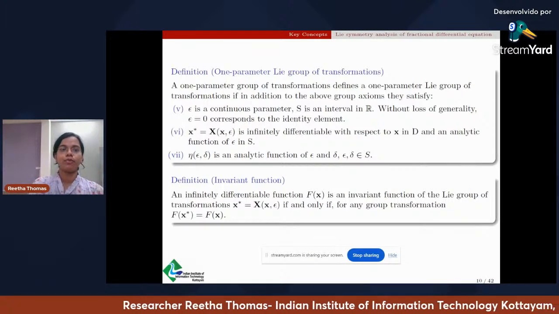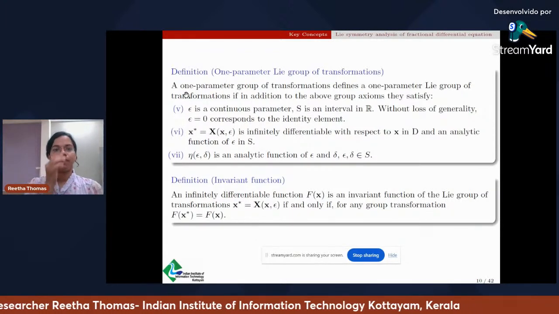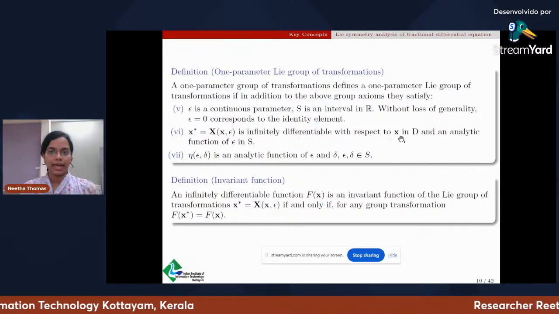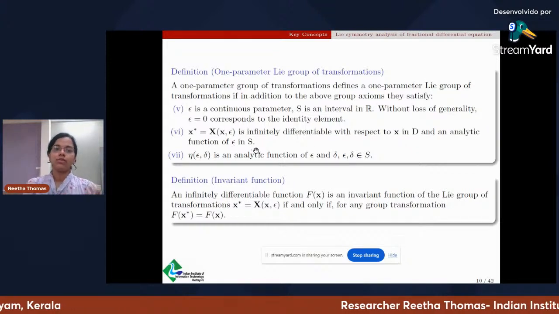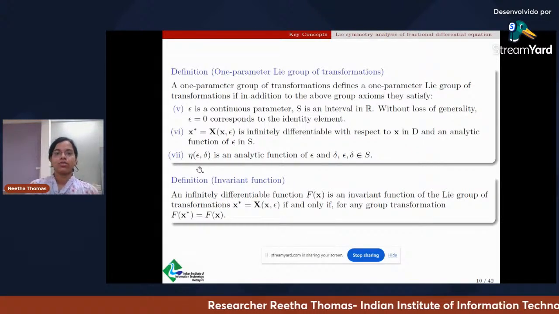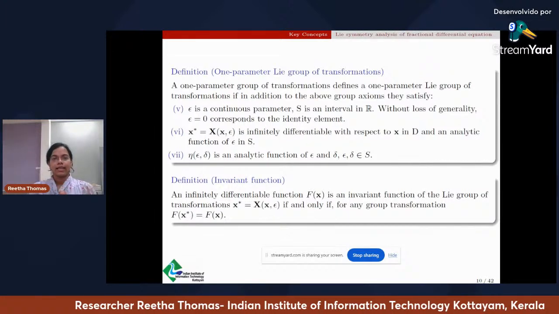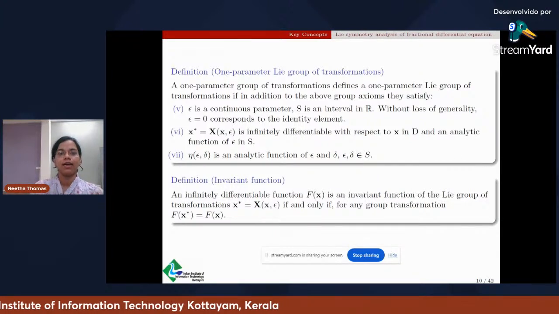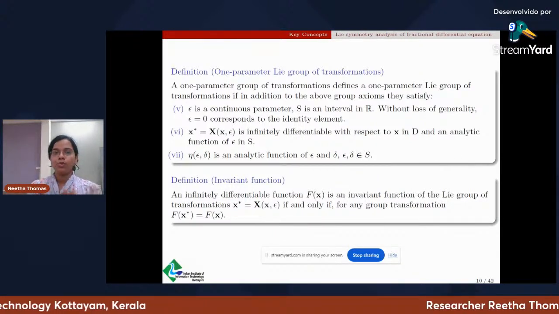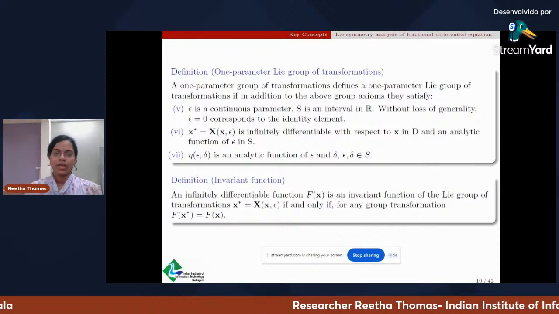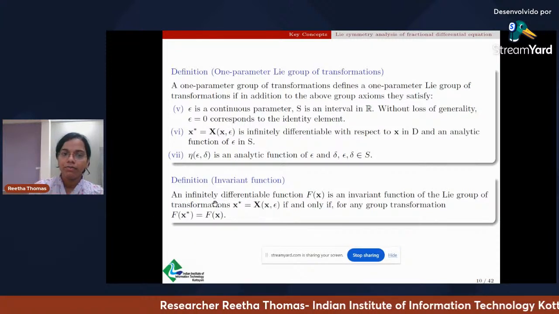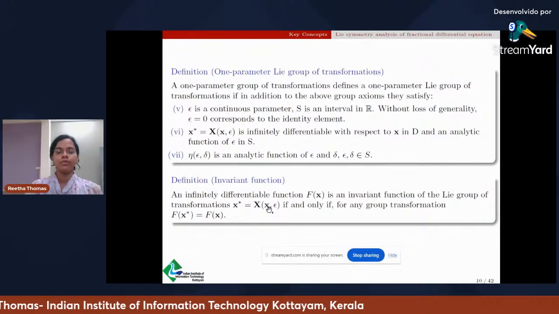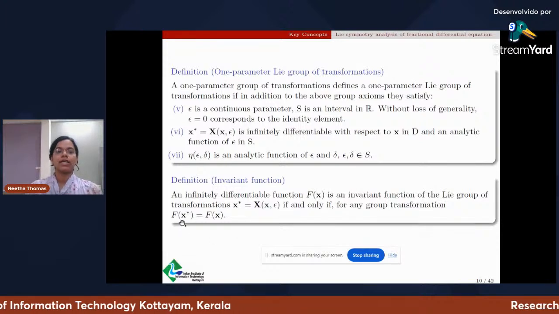In addition to those four properties, for a one parameter Lie group of transformations, epsilon must be a continuous parameter, that is, S is an interval, and x star is infinitely differentiable with respect to x and an analytic function of epsilon in S, and eta is an analytic function of epsilon and delta. And the basic concept is, in the invariant subspace method, we use the invariant condition L of Q equal to 0 whenever L of W equal to 0. Here we use the idea that an infinitely differentiable function f is an invariant function of the Lie group of transformations if and only if f of x star equals f of x.